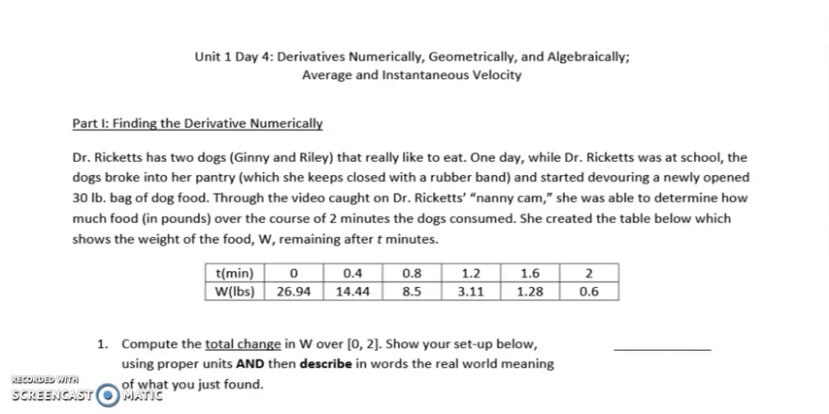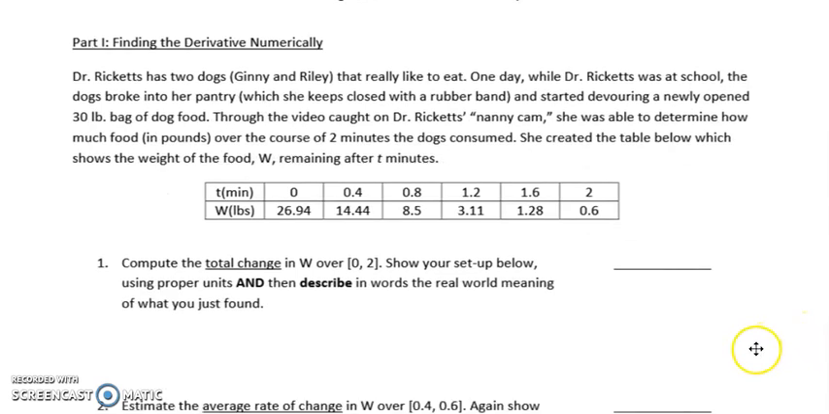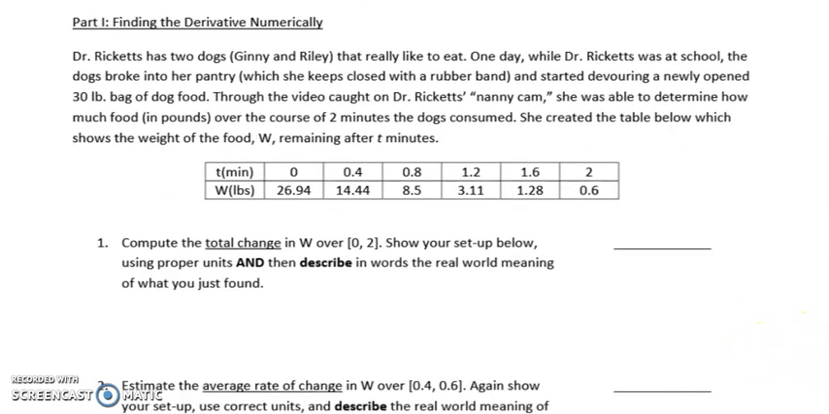Through the video that I caught using my nanny cam, I was able to determine how much food in pounds the dogs consumed over the course of 2 minutes. I created a table, which I've shown you below, which shows the weight of food W remaining after time in minutes goes by. W is in pounds and time is in minutes. So the first thing we want to do is compute the total change in the weight of the dog food over the 2-minute period. We want to show our setup, and then we want to describe in real-world terms what we just found.